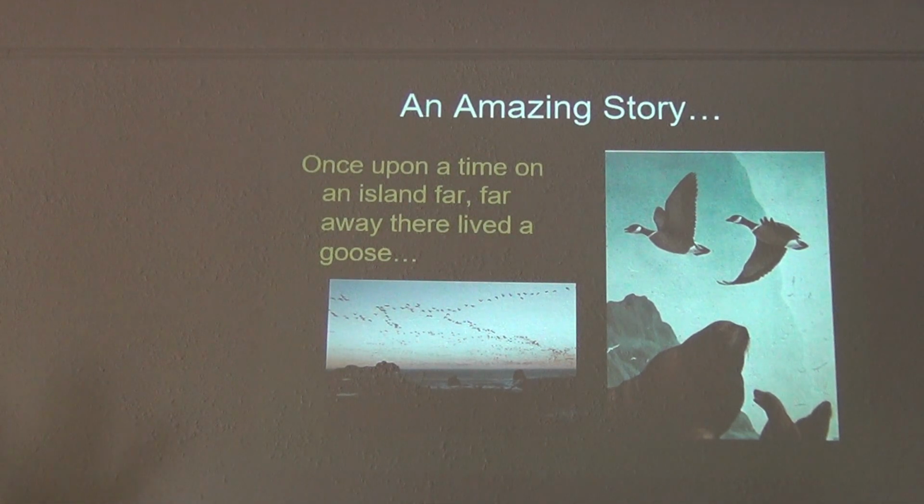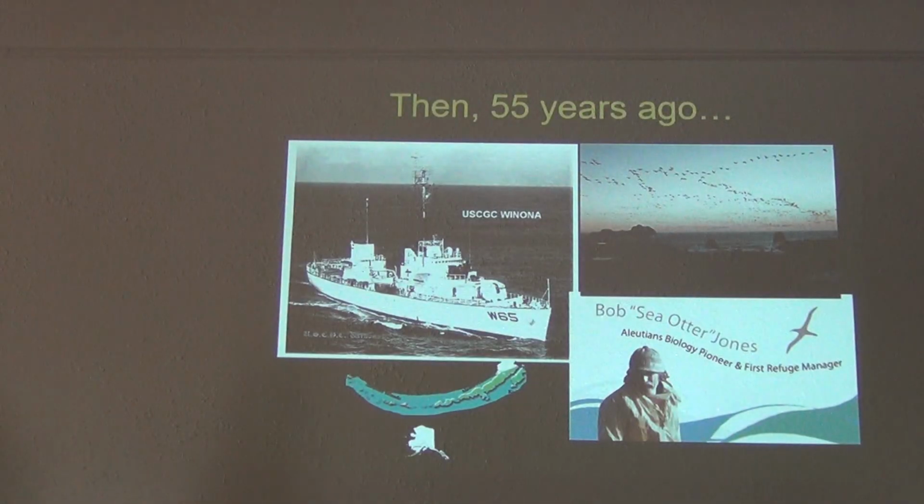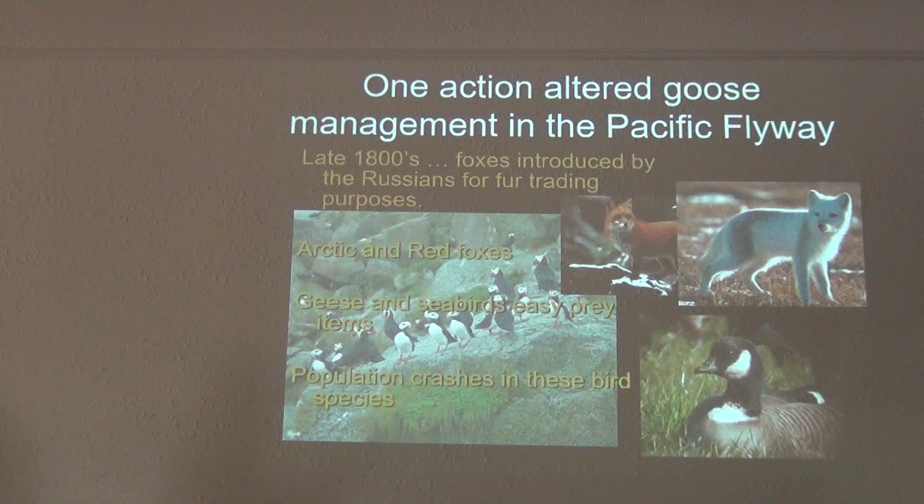So yes, once upon a time, on an island far, far away, the Russian fur trade actually took foxes from mainland Alaska, dumped red foxes and Arctic foxes out on the very far western part of the Aleutian chain, so they didn't have to travel 3,000 miles to the mainland to get fur. And what happened was this ecological crash on the islands.